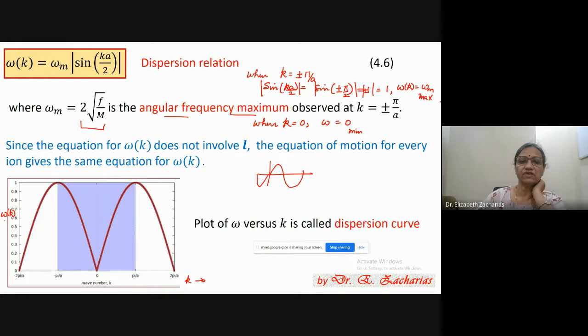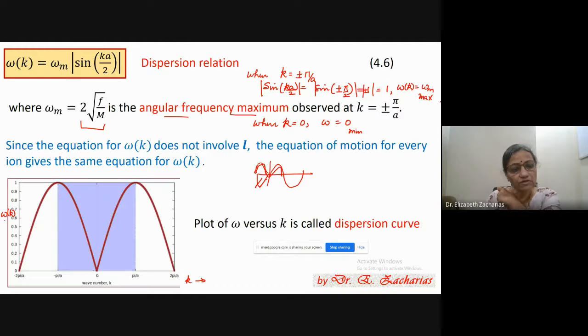But if you take a sine curve, because it is modulus, it will come like this. That's all. This part is not going to be there. It's not a sine, it's actually modulus of sine. So you get this and this. So look at this.